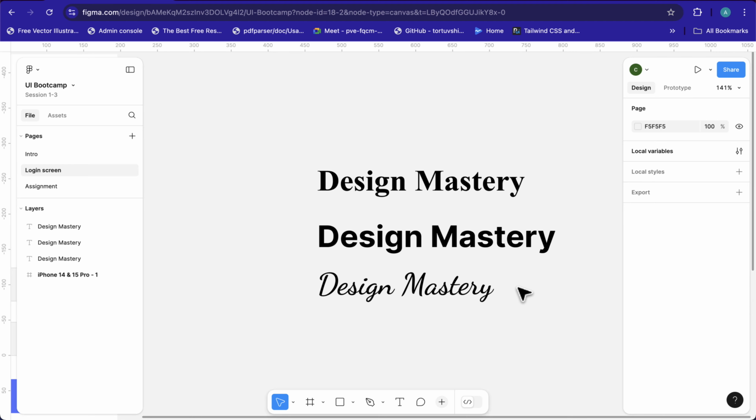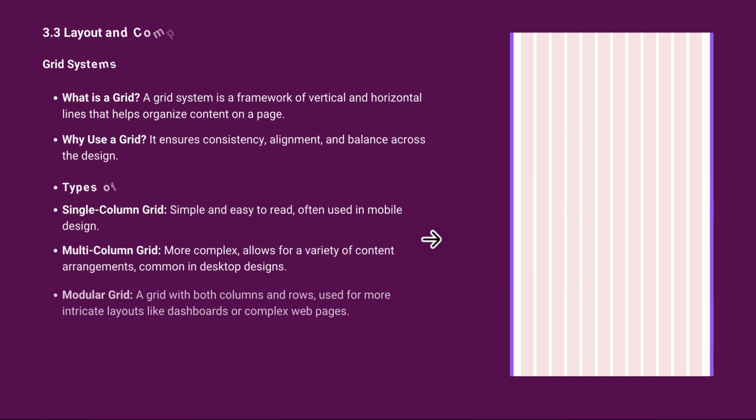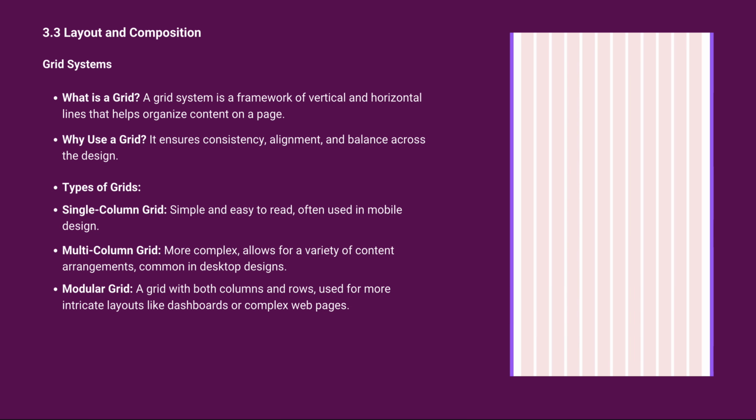Let's quickly go back to our lesson notes and continue. The next thing on our outline is layers and composition. And in layers and composition, we're going to be looking at grid system. A grid system is a framework of vertical and horizontal lines that helps organize content on a page. Why do we need grid on our design? This is to ensure consistency, alignment, and balance across the design.